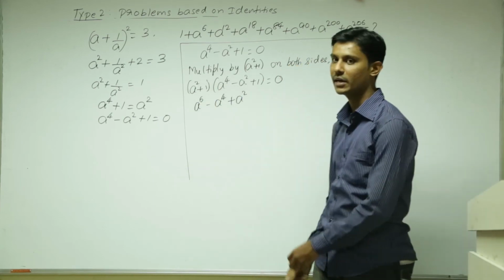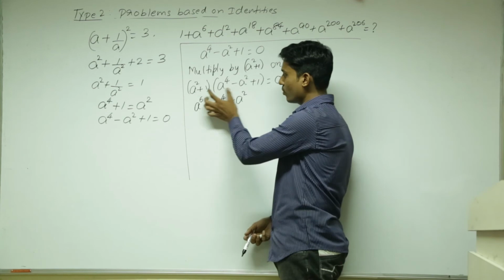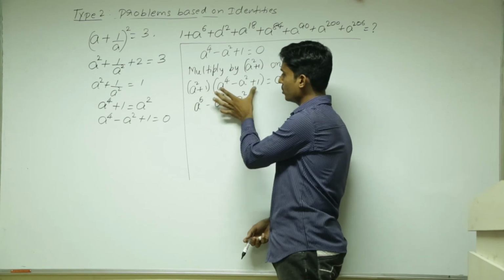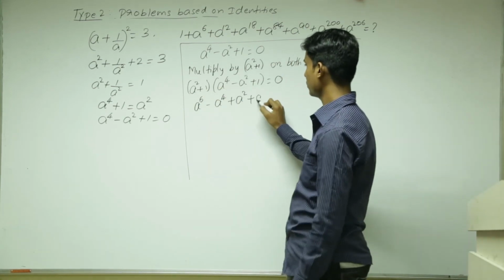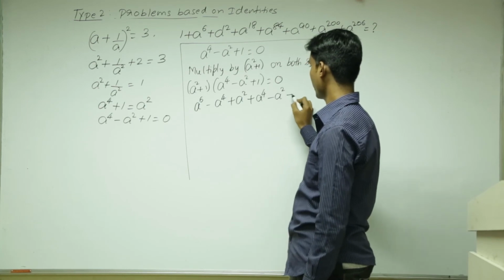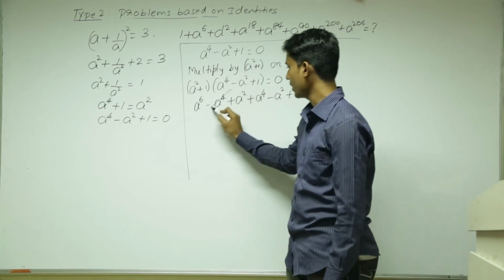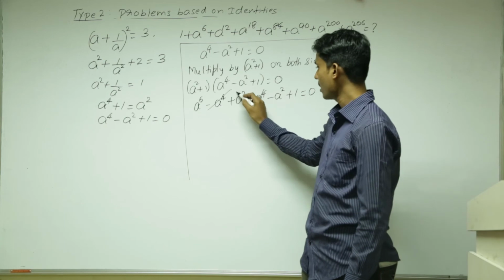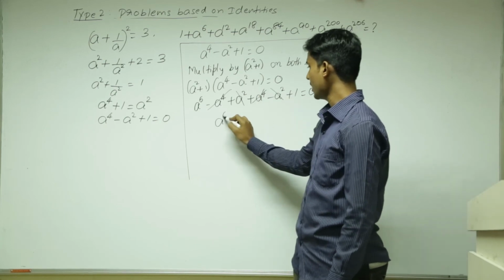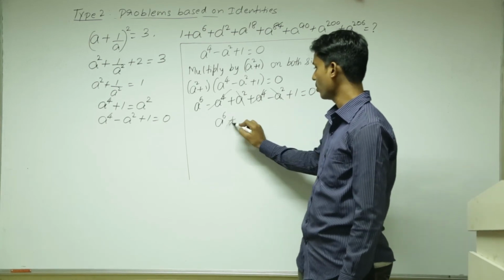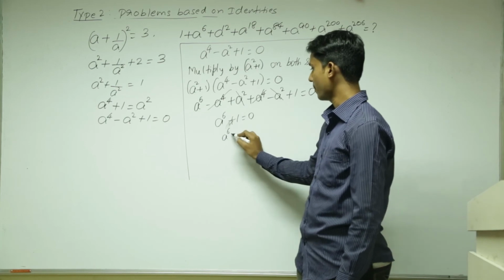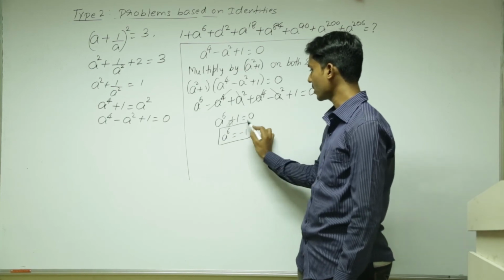If I multiply by a square plus 1, again a square into this term is this, 1 into this is the same thing, plus a power 4 minus a square plus 1 equal to 0. Minus a power 4 plus a power 4 cancel. A square minus a square cancel. A power 6 plus 1 equal to 0. A power 6 is nothing but minus 1. Right? A power 6 is nothing but minus 1.